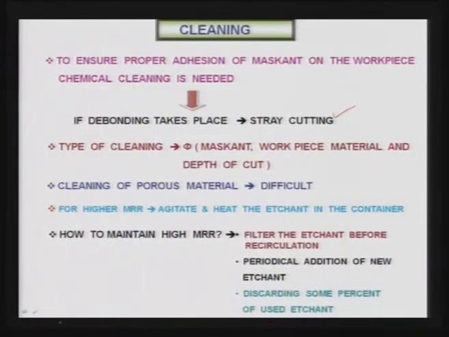How to maintain a high material removal rate is always a question mark as far as chemical machining is concerned, because it is a very slow process compared to the electrochemical machining process. So, what is normally the practice is to filter the etchant before recirculation, because etchant is not thrown away after using once, it is recirculated as long as it can react with the workpiece material, because it is quite expensive. So, it should be properly filtered before recirculating or before putting it into the container.